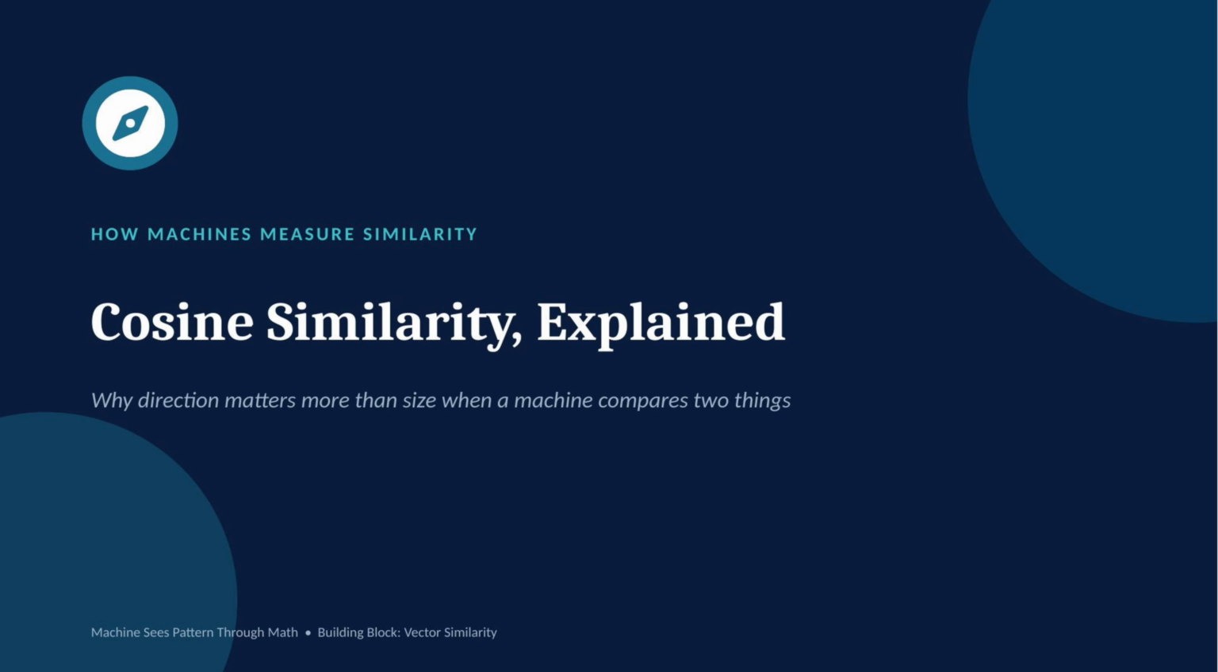Today I want to answer a simple question. How does a machine know when two things are similar? Not by feeling, by math. Specifically, one elegant idea called cosine similarity. By the end of this, you will understand why direction matters more than size, and why that one idea quietly powers search engines, recommendation systems, and even how language models work.